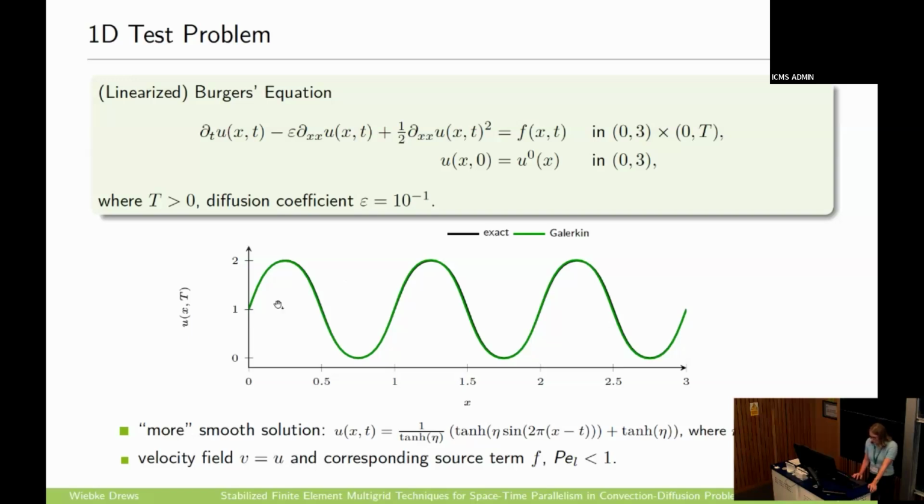Okay, so now we vary the diffusion coefficient. So this is a quite large one. Our Péclet number is less than 1. We see already the Galerkin solution here in green, and it fits our exact solution. If we now decrease the diffusion parameter here, we see some little oscillations already. But if we decrease it more, it looks like this, and the Péclet number is locally much greater than 1. So for this purpose, we want to use stabilization in order to improve our solution.